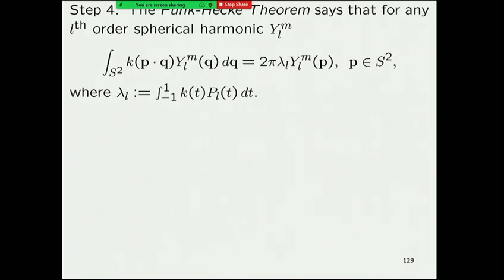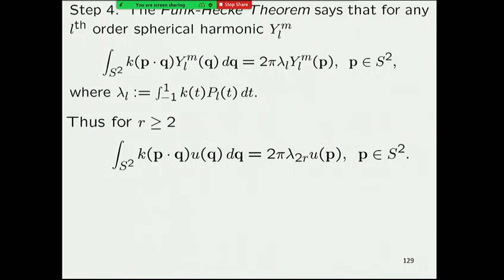It's 2 pi lambda_L, and lambda_L is this expression that you saw in the theorem, the integral of k of t times P_L of t dt. So that's a very interesting result, and so now you can apply it with that particular spherical harmonic, and you get that the integral of k of p dot q times u is equal to 2 pi lambda_2R u of p, because it's a spherical harmonic.